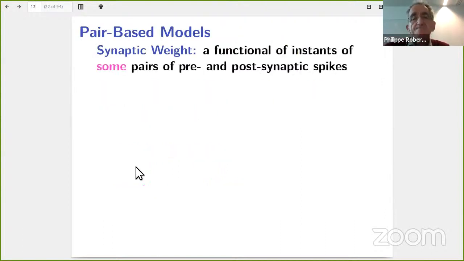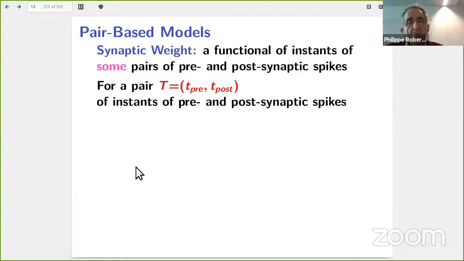As I said, synaptic weight is a kind of functional of some pairs, and this is where there is a modeling issue. There are some pairs of pre and postsynaptic spikes that have more influence than others on the synaptic weight. The pair-based models are about that. There are several models, and I will present them. You consider a pair of instants of pre and postsynaptic spikes, T pre and T post. For every pair, you do that.